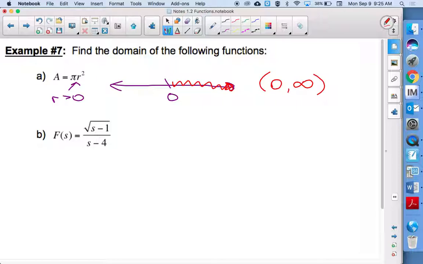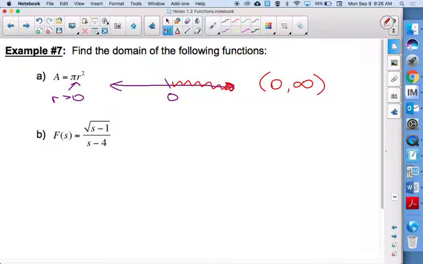Questions? Okay, so any shape has to be positive, and it has to be bigger than 0. So finding the area, the volume, the perimeter, any of those, the domain would have to be from 0 to infinity.